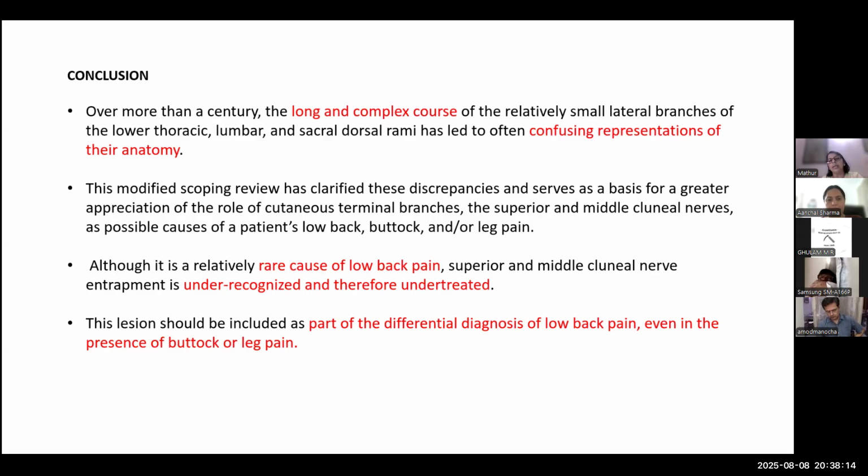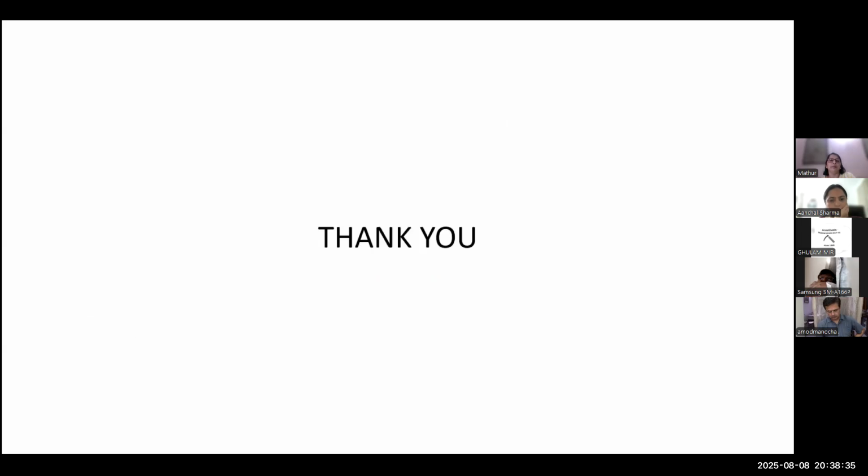Although it is a relatively rare cause of low back pain, superior and middle cluneal entrapment is under-recognized and therefore under-treated. So this lesion should be included as a part of the differential diagnosis of low back pain in the presence of buttock or leg pain. Thank you.